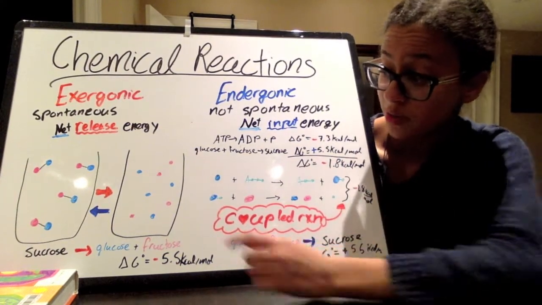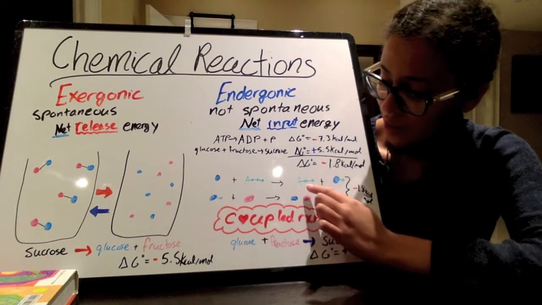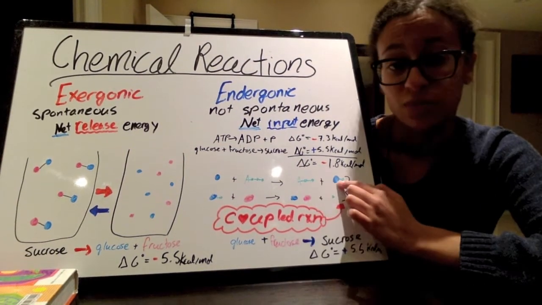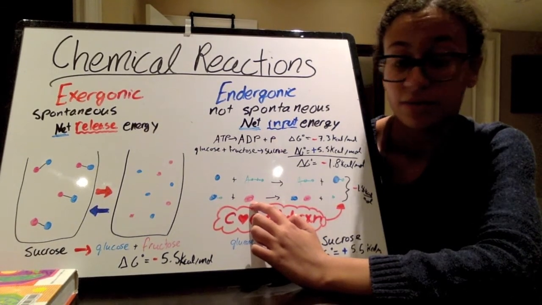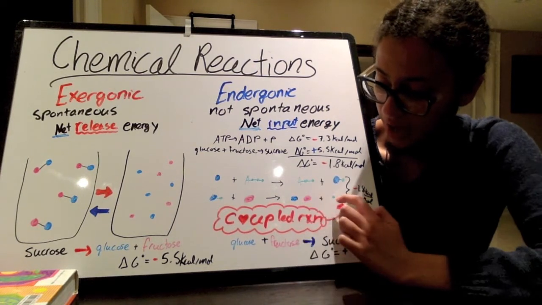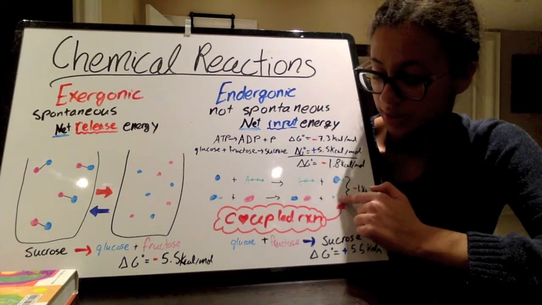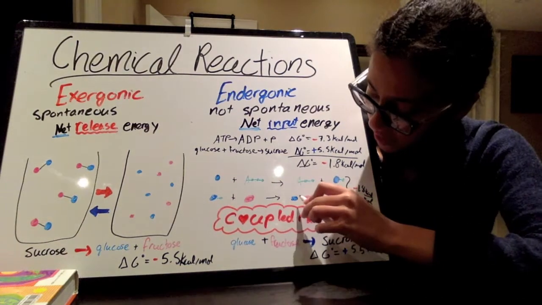So how it actually happens is here we have our glucose and our ATP, and then after that it'll make ADP and glucose 1-phosphate. The glucose 1-phosphate will now combine with the fructose, and that will make our sucrose over here, and then the phosphate. So I forgot to draw the line over here.